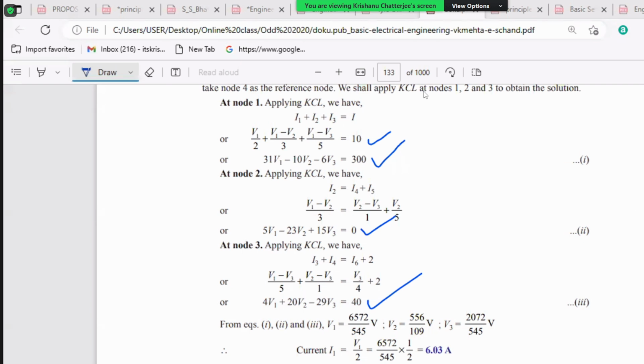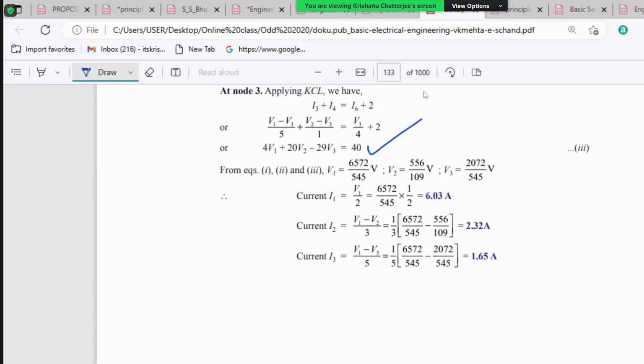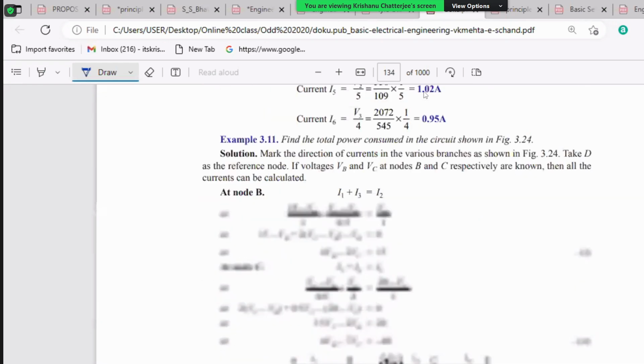But in the shortcut method, what happens is you have to calculate everything, or write everything in terms of, okay, not resistance. And the way we have done the shortcut method in mesh analysis, we will be doing the same thing over here.